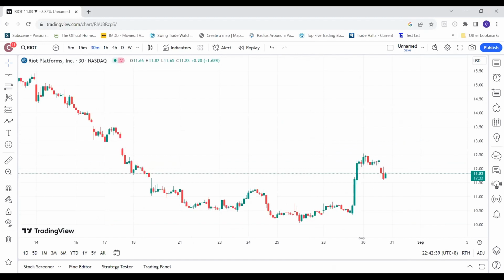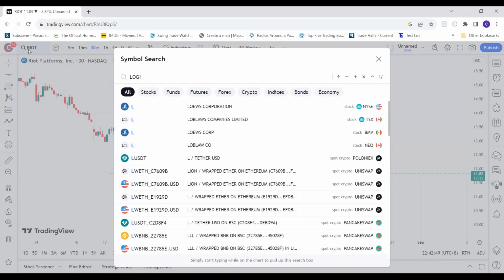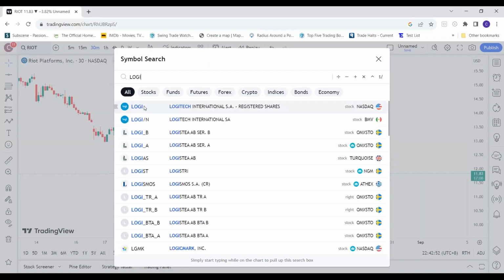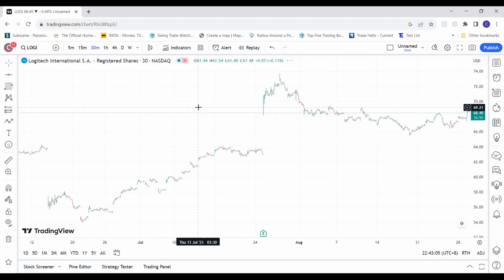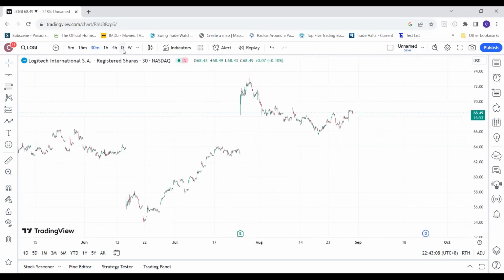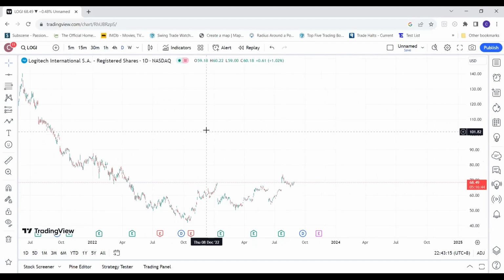Okay, let me see what other counter you want me to do TA on. LOGI: we gained some, then lost after the CEO news. To answer this audience question regarding LOGI, Logitech, I personally don't know this counter, but I will tell you where the levels are based on TA.